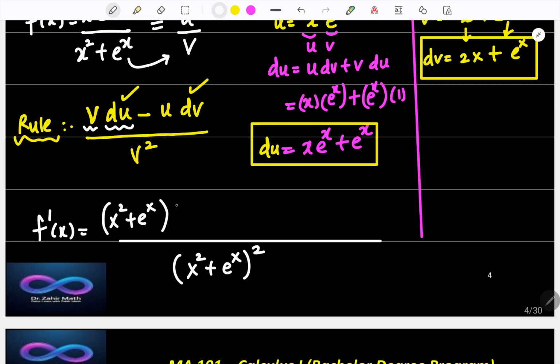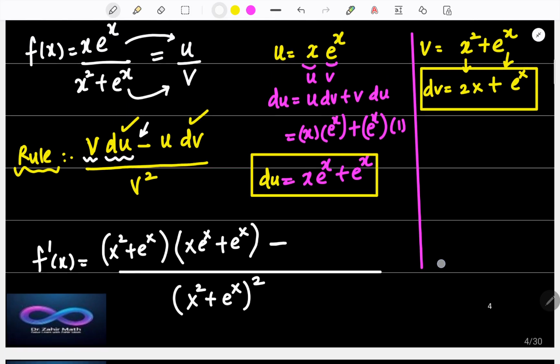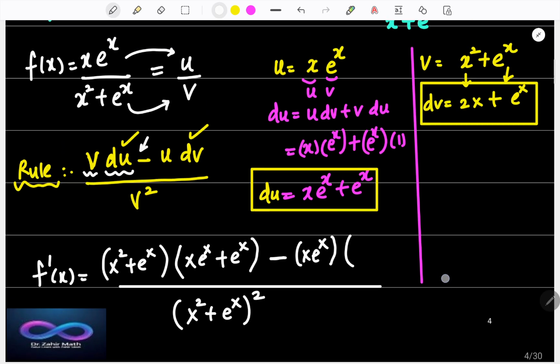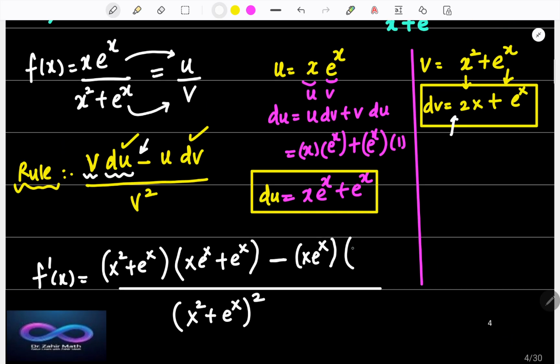Now derivative of U. What is derivative of U? Which is here, x e power x plus e power x, minus. The rule comes minus. Now U. What is your U? U is x e power x. And what is your dv? dv is here, which is 2x plus e power x. Clear all of you?